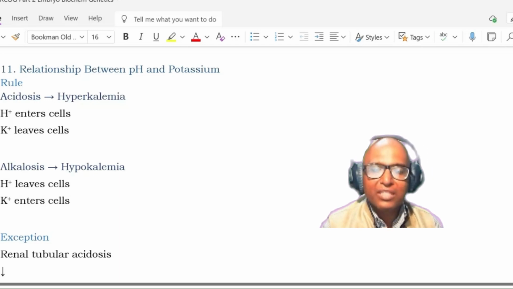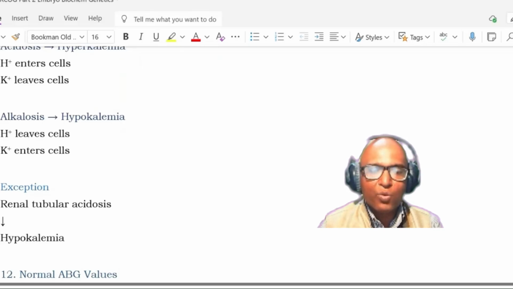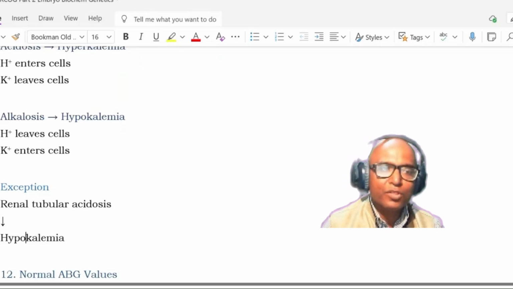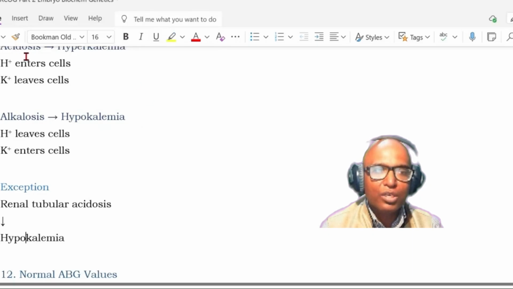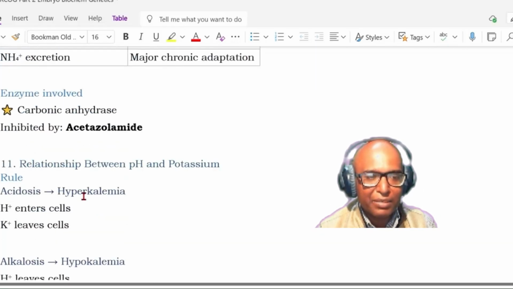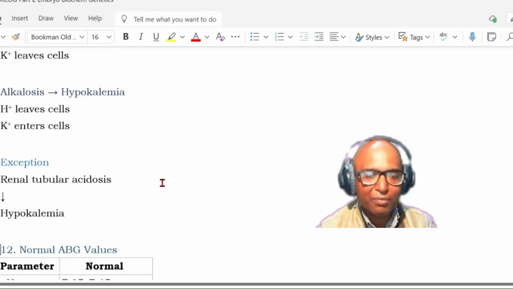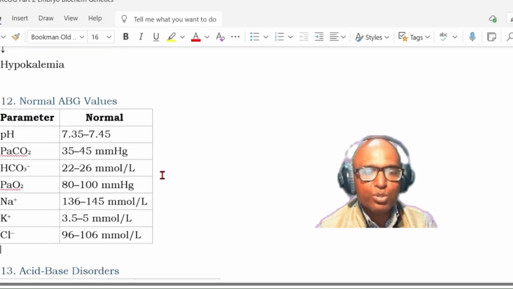In alkalosis there is hypokalemia. H plus will leave the cells and potassium will enter the cells. Okay, except renal tubular acidosis, where there is hypokalemia. So most of the acidosis you will have hyperkalemia, except renal tubular acidosis where there is hypokalemia. Acidosis will lead to hyperkalemia, alkalosis will lead to hypokalemia, except in renal tubular acidosis there is hypokalemia.